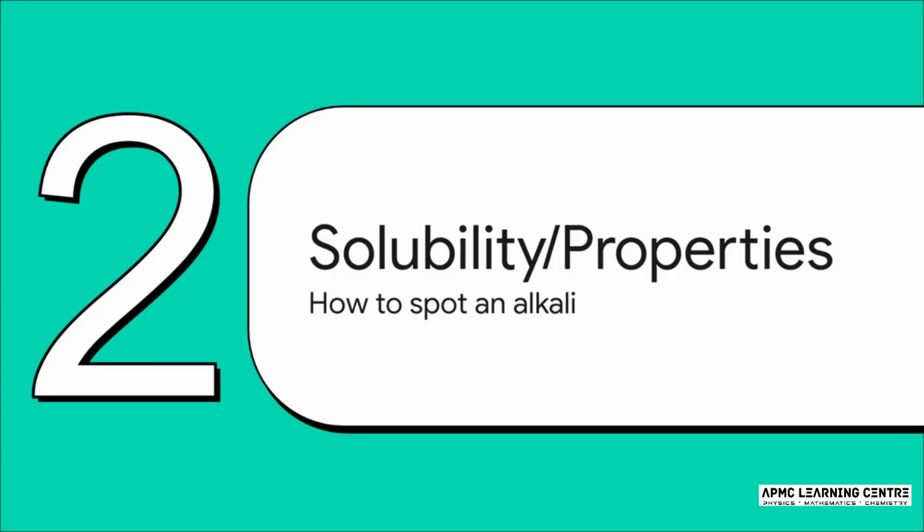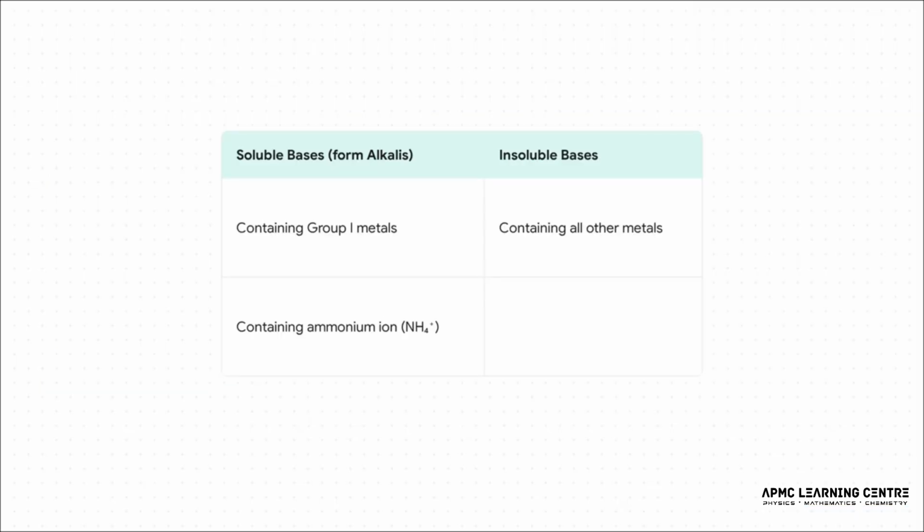All right, so that leads to a pretty important question, right? How can you tell which bases are going to turn into alkalis? And once you have an alkali, what does it look like, feel like? What are its properties? Let's dig in. The rules for this are actually pretty straightforward.